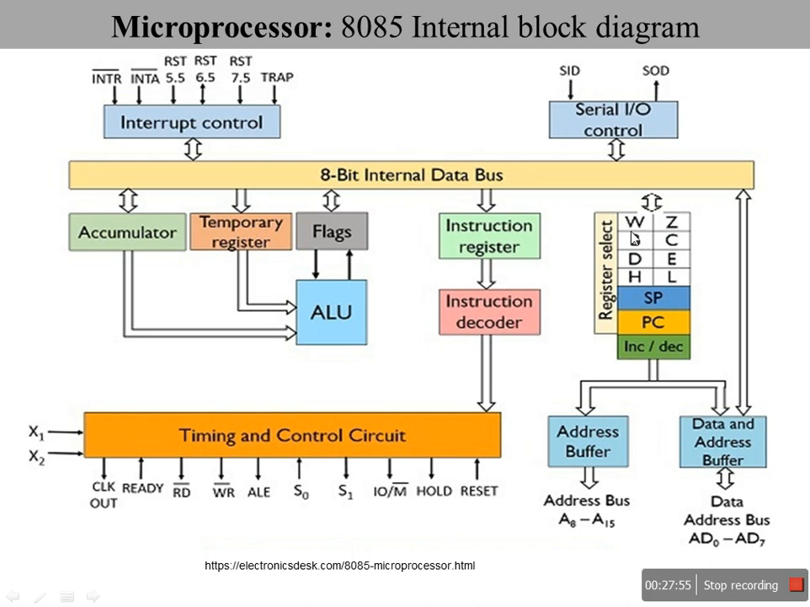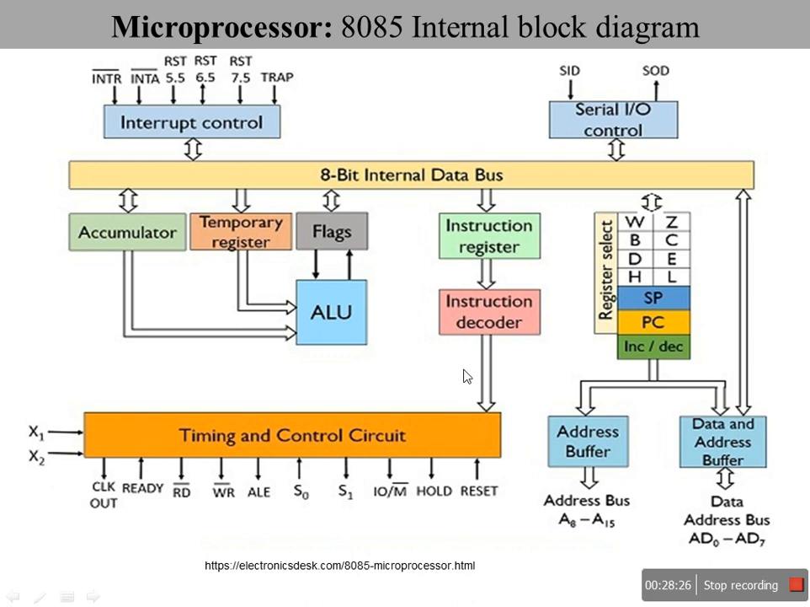So these are the working registers, available for the programmers. Whereas W and Z are again 8-bit wide, but they are not used by the programmer; they are used by the microprocessor internally to store temporary results. Then this is SP, a 16-bit stack pointer. The program counter is also 16-bit. Then there are the increment and decrement blocks. We have the data and address buffer here.